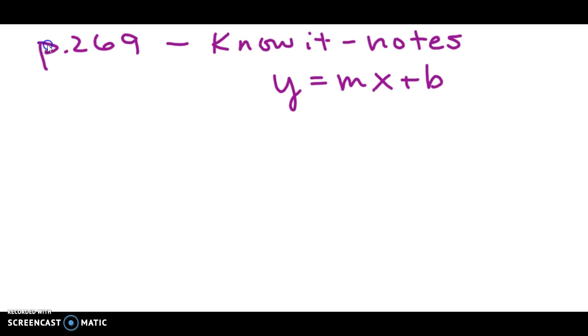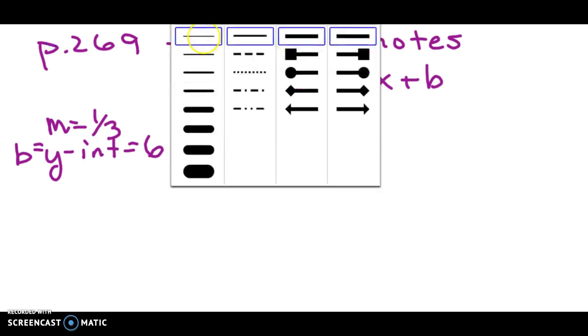I want you to look at example 2. It says write the equation that describes each line in slope-intercept form. We're just going to go over one of these, and then you're going to try it on your own. It says our slope is 1/3, and our y-intercept, or b, is positive 6. We're going to put a b out here. B, y-intercept.